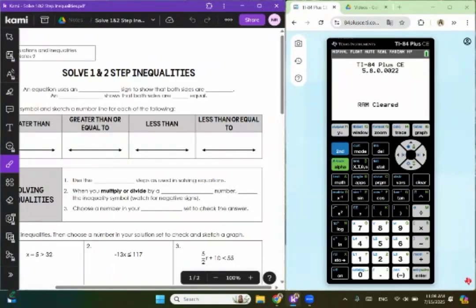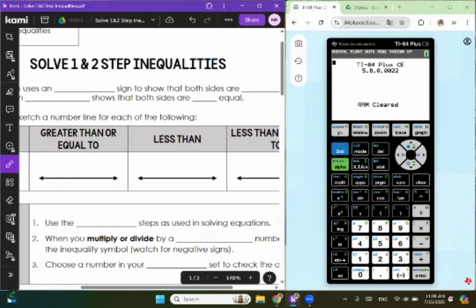Inequalities. Inequality is going to be extremely similar to solving an equation with one exception. Okay, so first of all, this is going to be page 17 in your notebook. Okay, so one thing about an equation, we talked about it already. What makes an equation an equation? That equal sign. So an equation uses an equal sign to show that both sides are equal. Remember the infinite solution and the no solution. 1 is not equal to 2, or 9 is equal to 9. Okay, so we use an equal sign to show that both sides are equal.